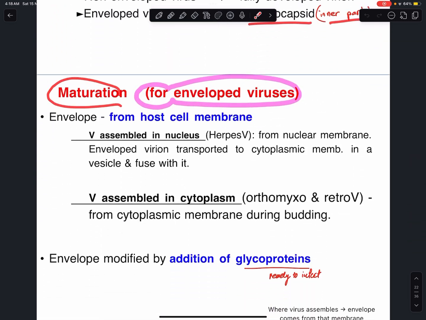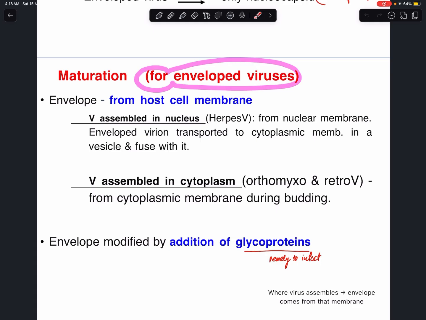Now, maturation for enveloped viruses. The envelope can be from the host cell membrane. Yes, it can be from the nucleus or the cytoplasm. So the envelope is from the host, not from the virus. For the one assembled in the nucleus, it comes from the nuclear membrane, but it is transported to the cytoplasmic membrane in a vesicle and then fuses with the cytoplasmic membrane.